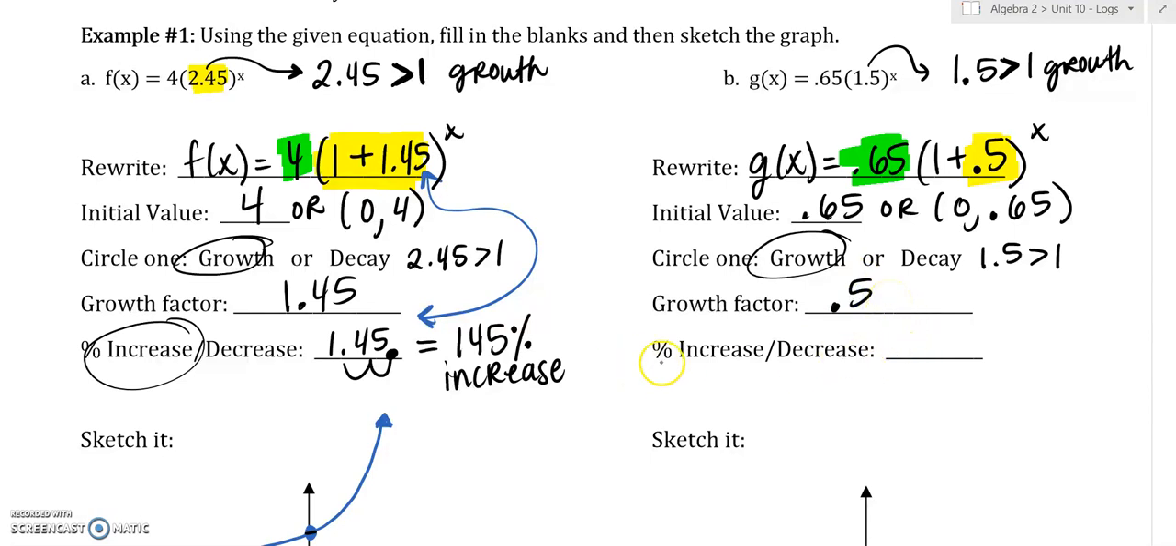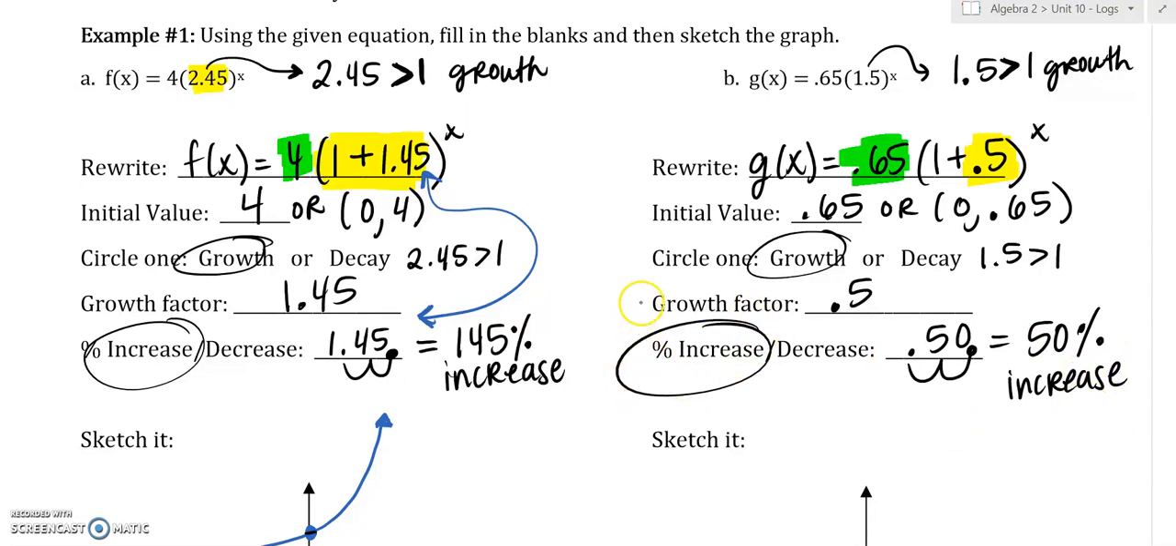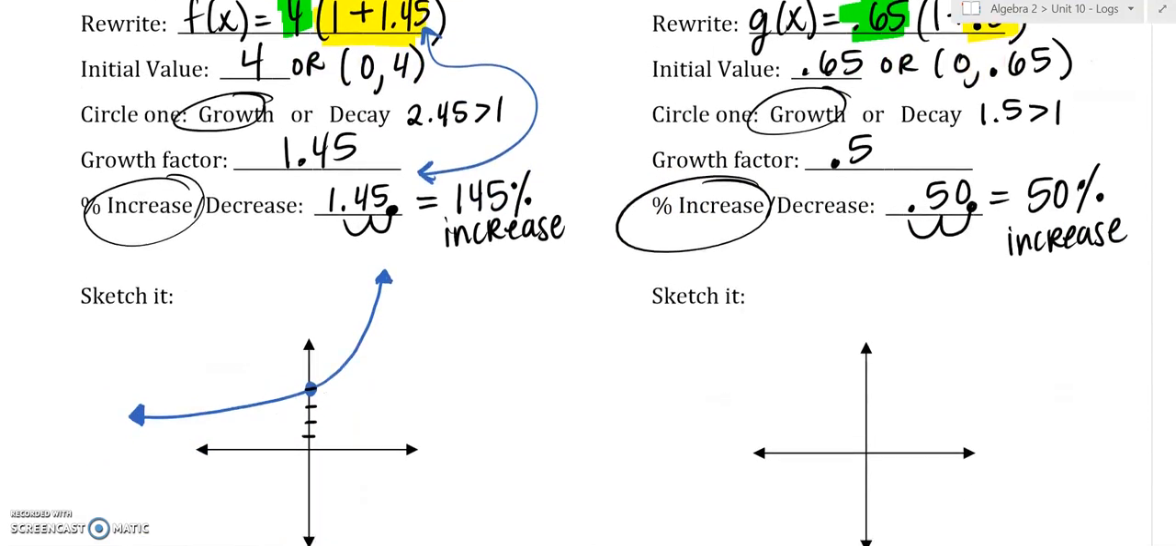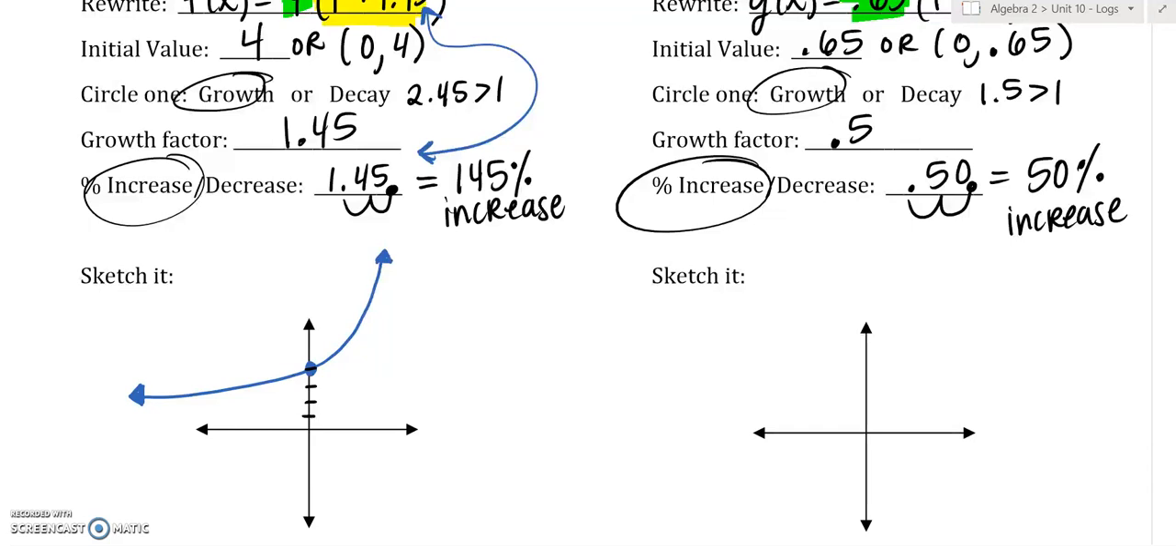So then if it says, what is the percentage? I'm going to take that 0.5, loop my decimal over twice, and rewrite this as 50% increase. How I knew it was an increase is because I have a growth problem. That means it's getting bigger. It's growing.